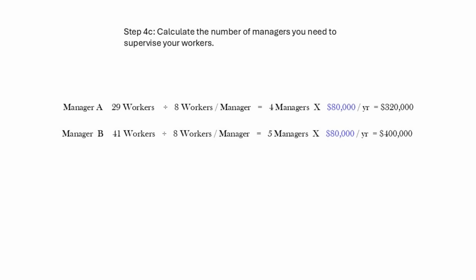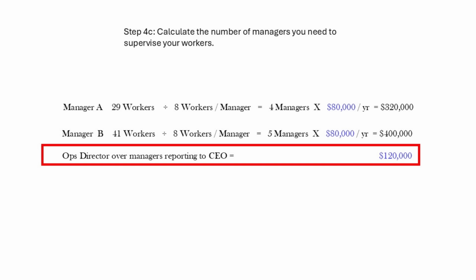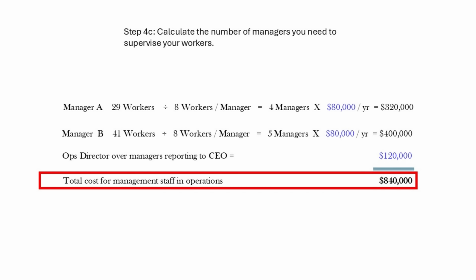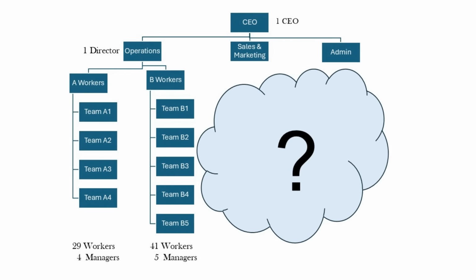Since we have so many workers in our target year, we need to provide managers for these workers. A good rule of thumb is to estimate 1 manager per 8 workers. Notice that we have 9 managers, so it's a good idea to include a manager for the managers. This is often called a director. Now you have a good idea of what your operations department will look like in your $10 million company.